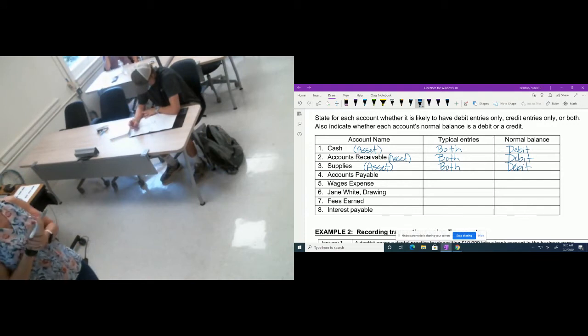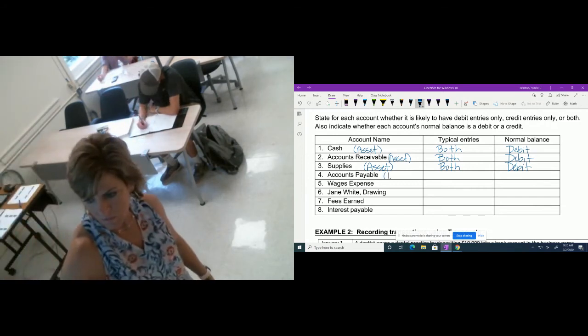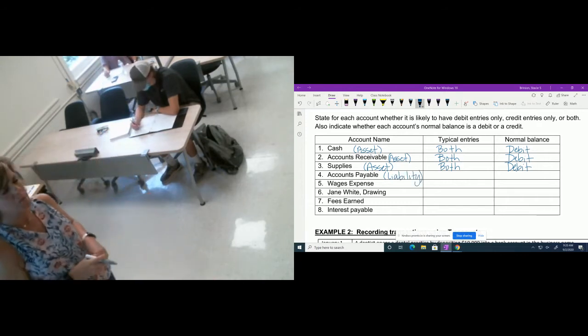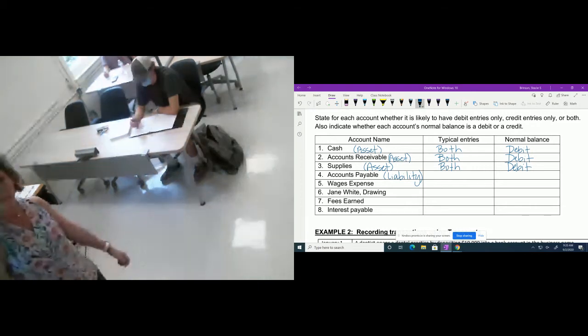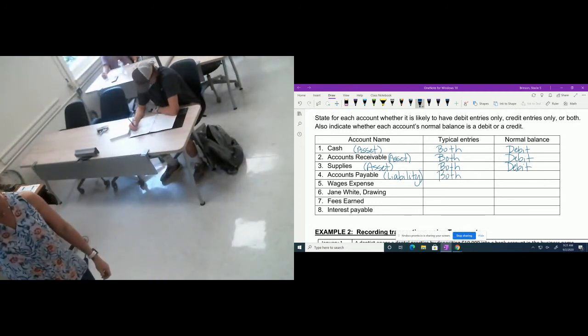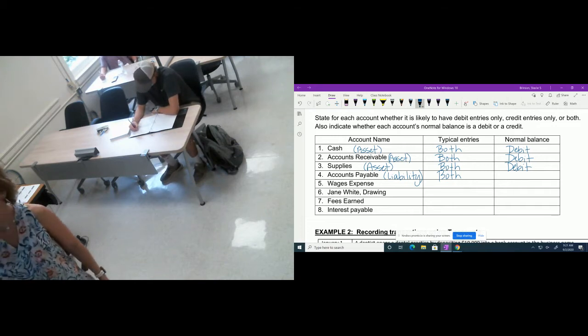So, accounts payable, what kind of account is that? Liability. Okay, so accounts payable, do we always have increases, always decreases, or both? Both. You're going to be buying things on account, and then you're going to pay the bill. So it's just kind of like accounts receivable. It goes both ways, typically. So what is the normal balance for payables? What's the normal balance for a liability? Which side increases liabilities? Credit.